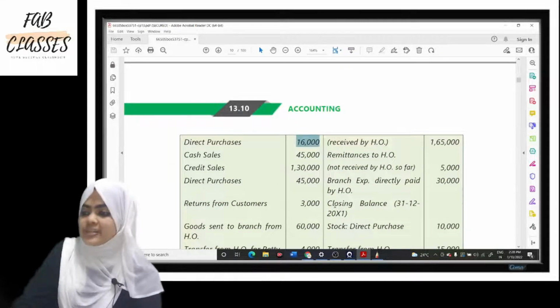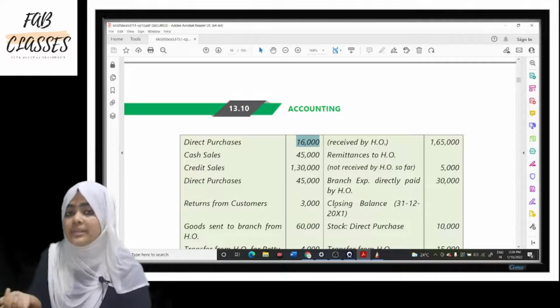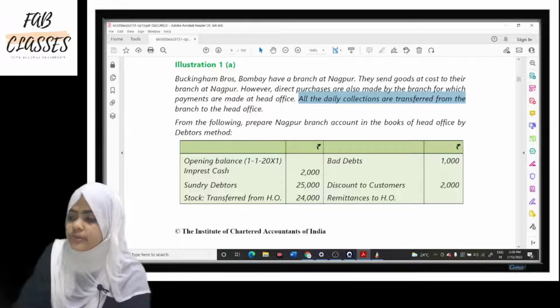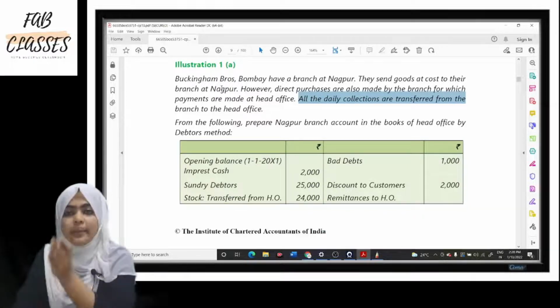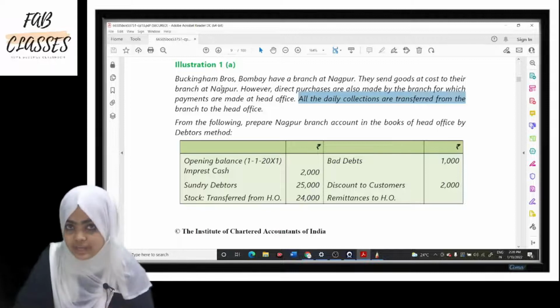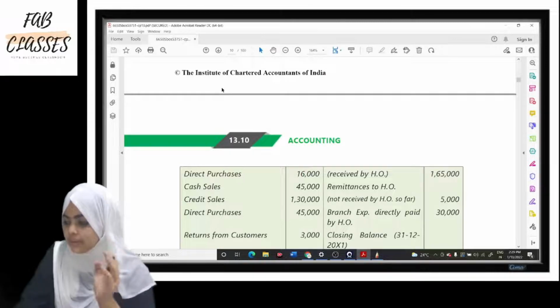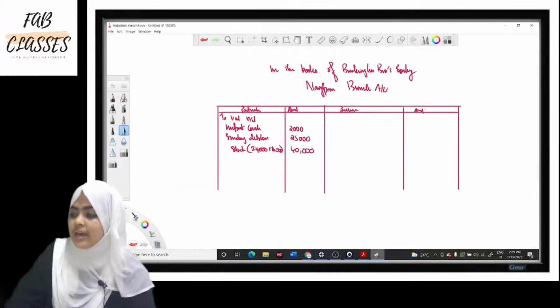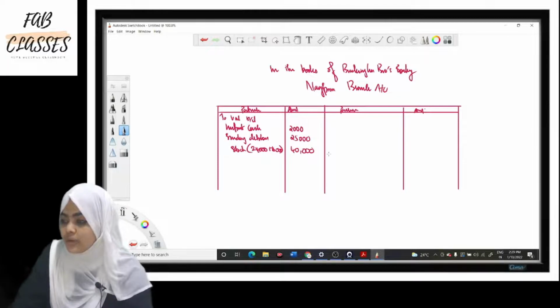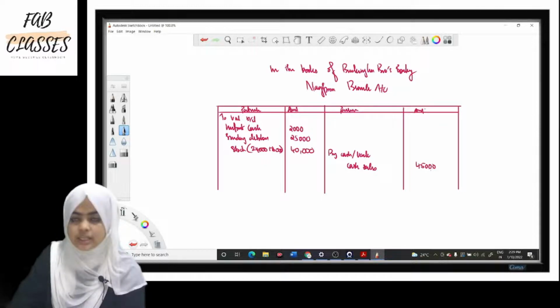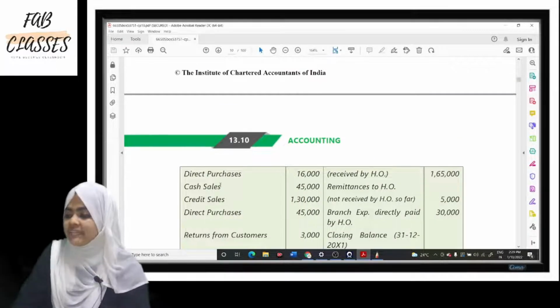Now next, what is there? Cash sales. As we said, cash sales of the branch is given. What happens in case of cash sales? All the daily collections are transferred from the branch to the head office. Whatever the collection at the branch, it would be transferred to the head office. So these cash sales would be transferred by the branch to the head office. Am I right? In case of transfer, as we already discussed in the format, it will come by cash or bank. In that, cash sales would be recorded as 45,000. Right? No doubt.